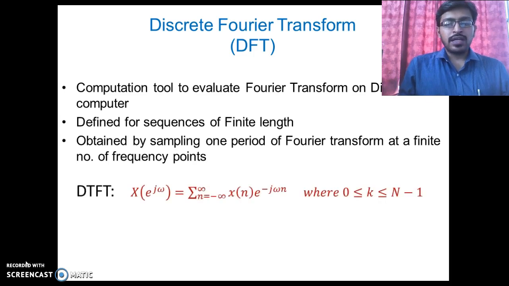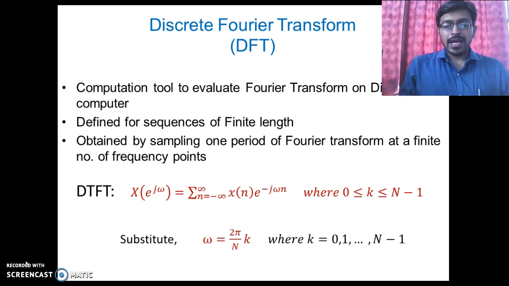As we know, discrete time Fourier transform is continuous and periodic. The DFT is obtained by sampling one period of Fourier transform at a finite number of frequency points. If we use a digital computer to evaluate N frequency points over the interval 0 to 2 pi, the N frequency points would be located at omega equal to 2 pi by capital N into k, where k is 0 to N minus 1 and it represents the kth frequency point. These equally spaced frequency points of discrete time Fourier transform represent the DFT and it is denoted by X of k.